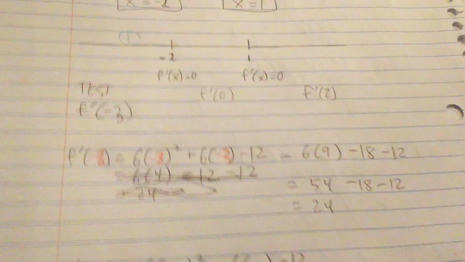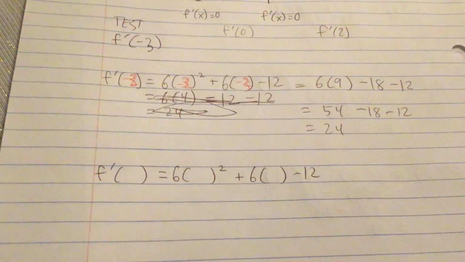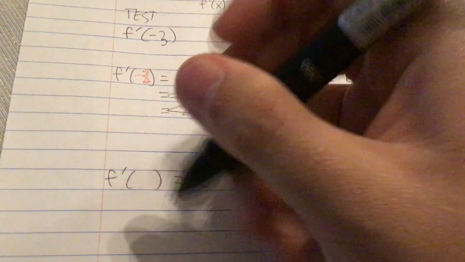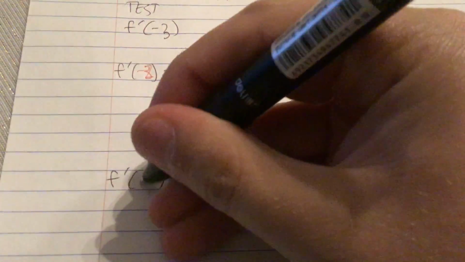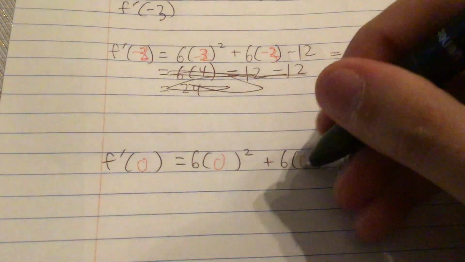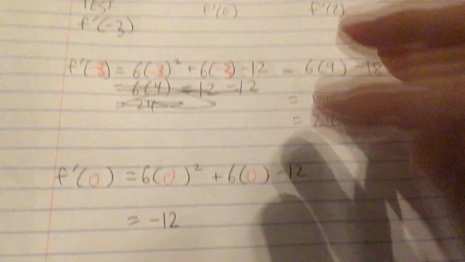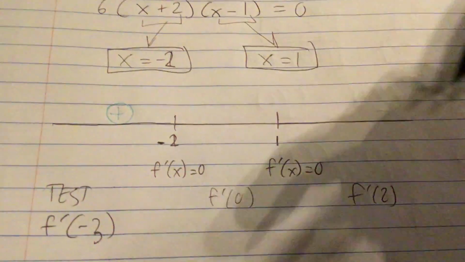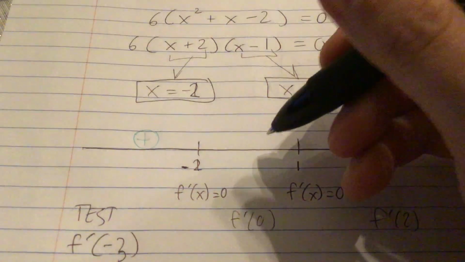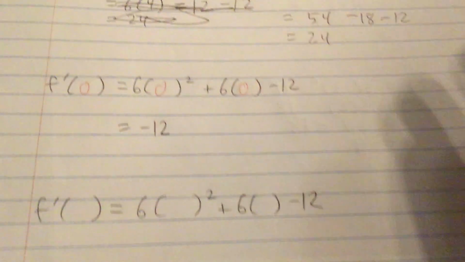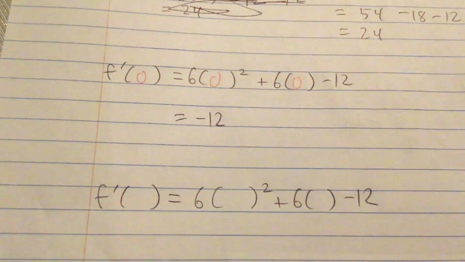In between -3 and 1, let's find out. Let's pick a value in between. Let's go with 0, because I like x equals 0. Well, 6 times 0 squared plus 6 times 0 minus 12, that'd be -12. All I care about is between x equals -1 and x equals 1, our slope is negative. And then let's test out a value to the right of x equals 1. Let's go with x equals 2.